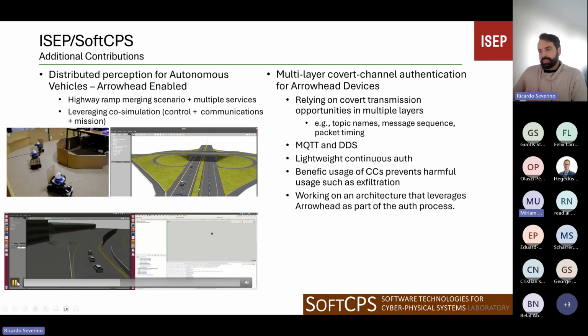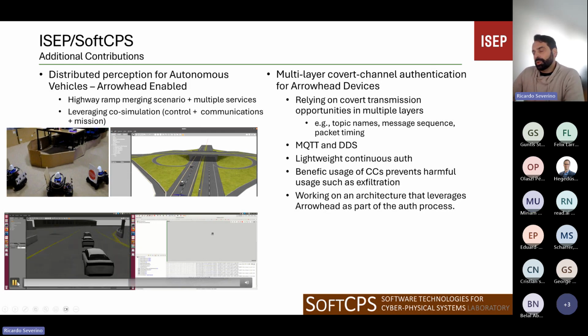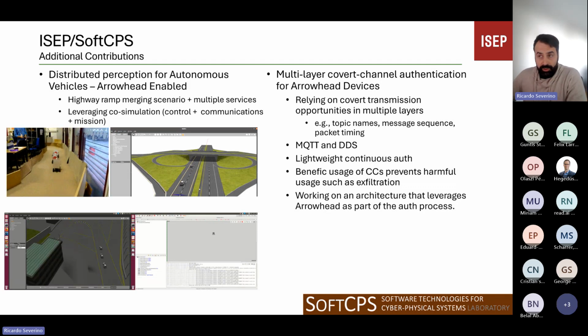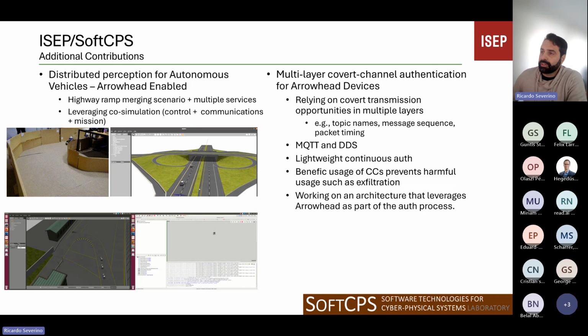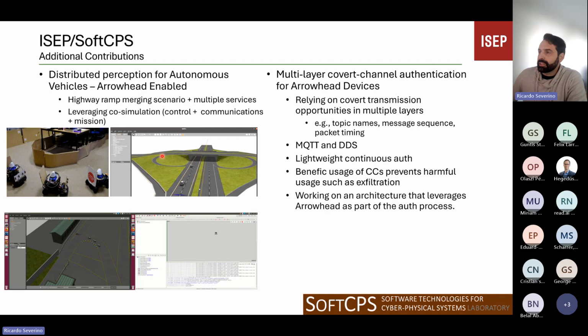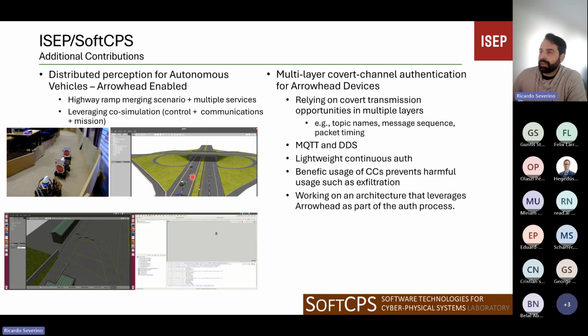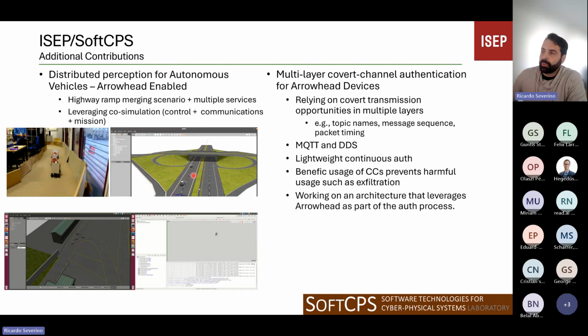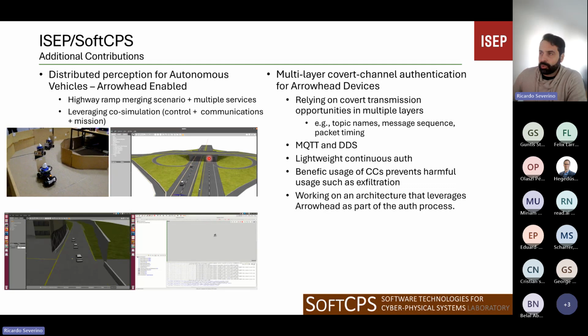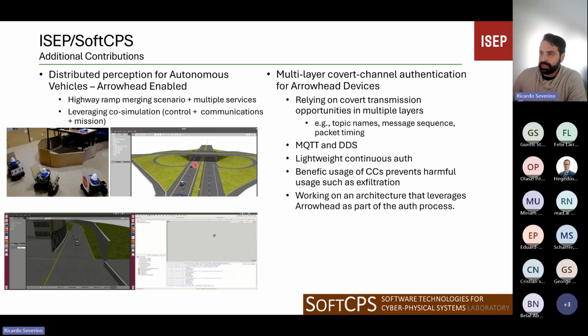And we are basically trying to now work on distributed perception algorithms. So the idea is that we can have scenarios such as this one here on top, where you have this ramp merging scenario. You have several vehicles on the highway, and there is a merge. And this should be autonomous and helped by distributed cameras that will be placed around this scenario.